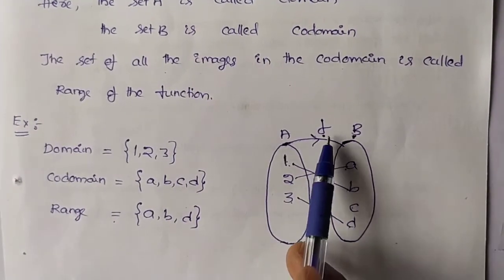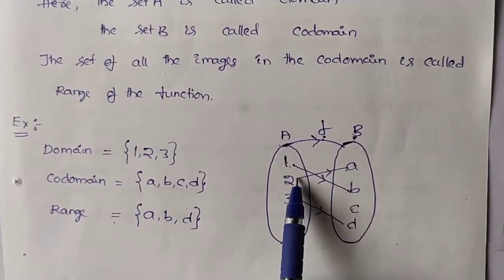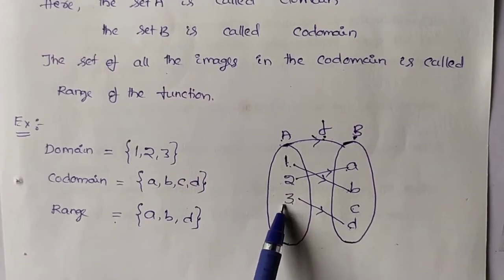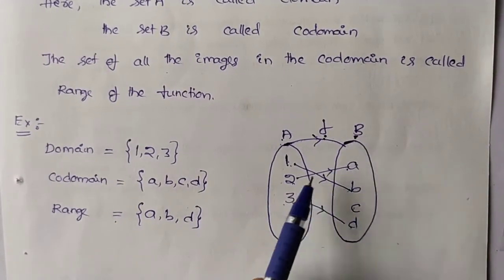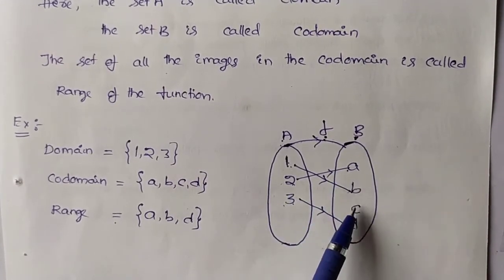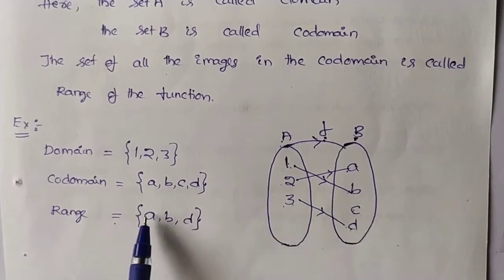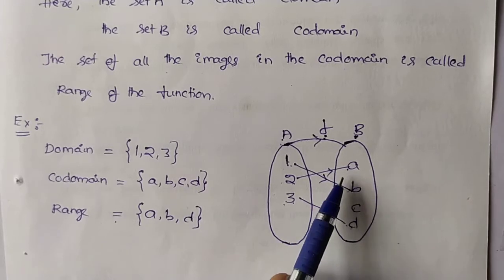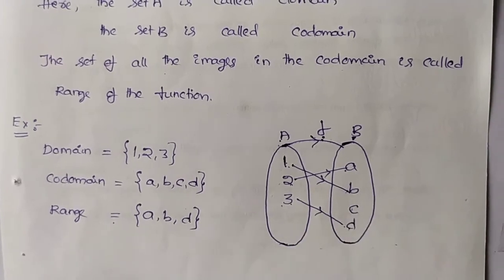Once again, if f from A to B is a function, then the set A is called the domain. 1, 2, 3 is the domain. Set B is called the codomain. A, B, C, D is the codomain. Range is the set of all the images in the set B. A, B, D is the range.